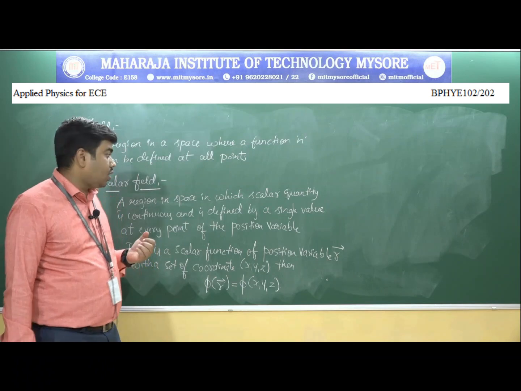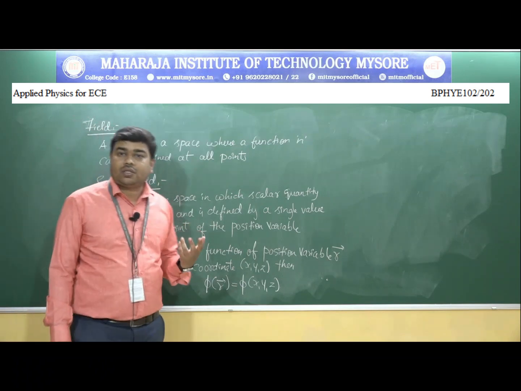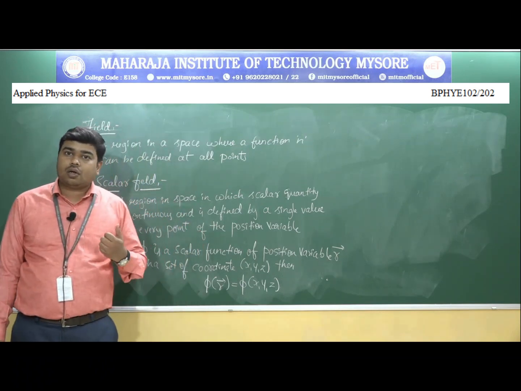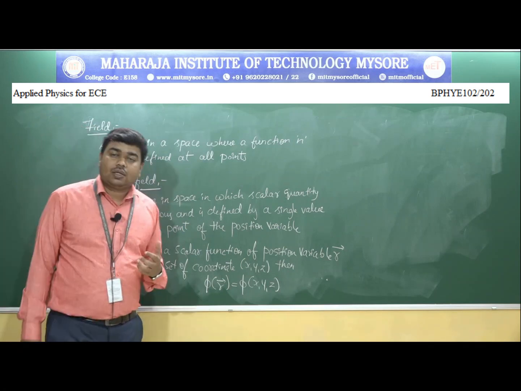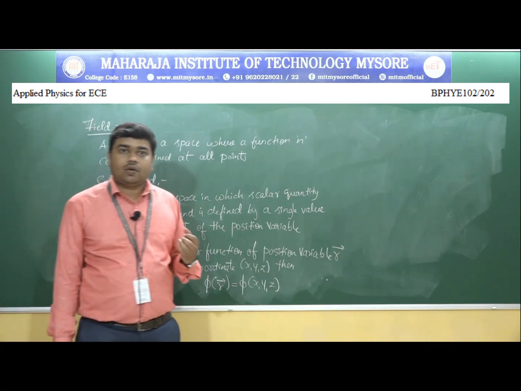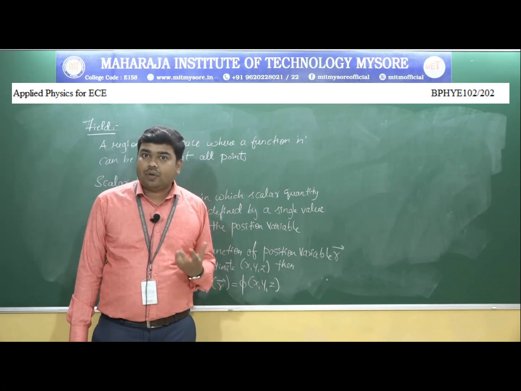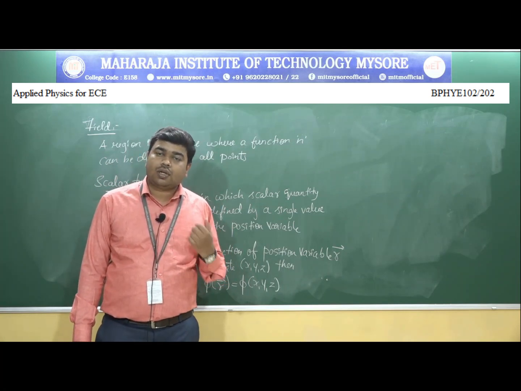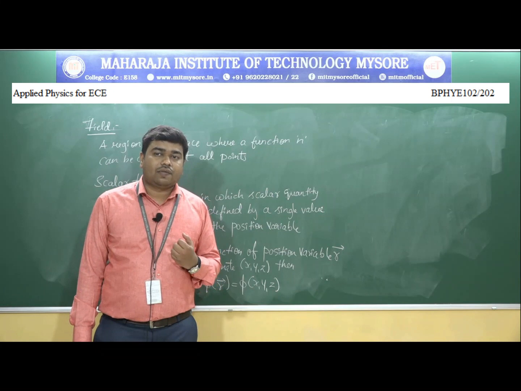Examples of a scalar field are, one, the variation of temperature at various points in a metal rod, and second, the variation of the electric potential at various points surrounding a charged body. So these are some of the examples of a scalar field.